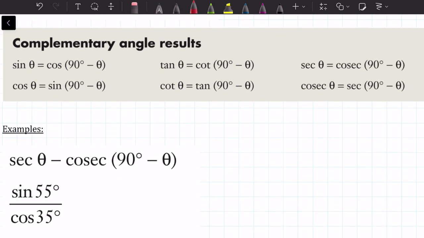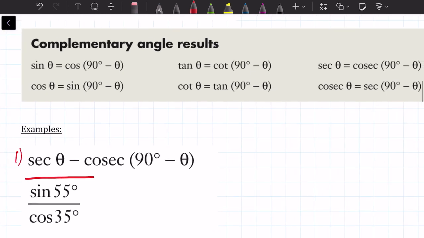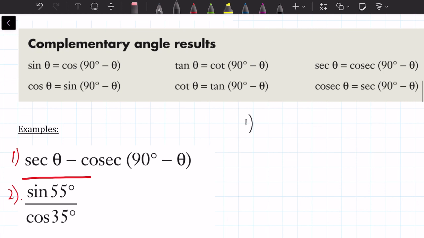So now we're going to have a look at some examples and see what happens. Let's have a look at these two first and see how we can manipulate them. Number one: sec theta minus cosec of 90 minus theta. As we think this through, sec and cosec are complements of each other, which means that sec of theta is actually equal to cosec of 90 minus theta. They're complements. That's its definition.